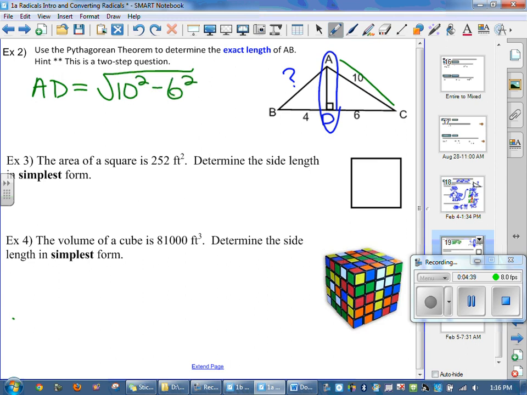Okay, why did I put the root first? I'm just skipping a step for us. So instead of me putting AD squared equals 10 squared subtract 6 squared, and then square rooting is my final answer, I can do it all in one step. So I'm going to get A to D is equal to root of 100 minus 36.